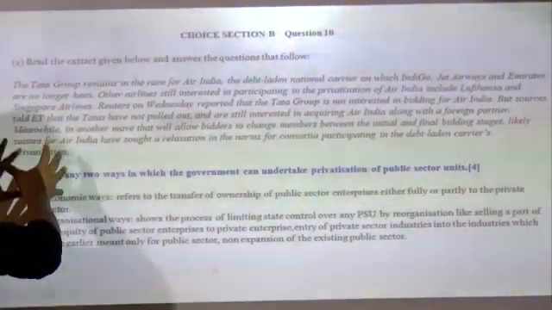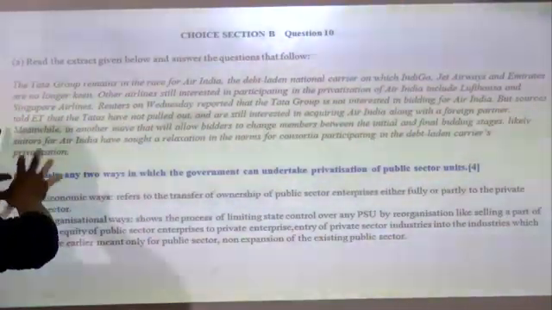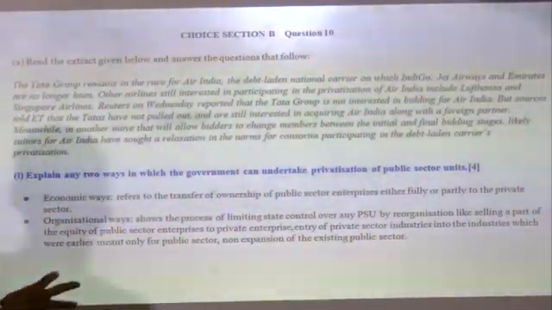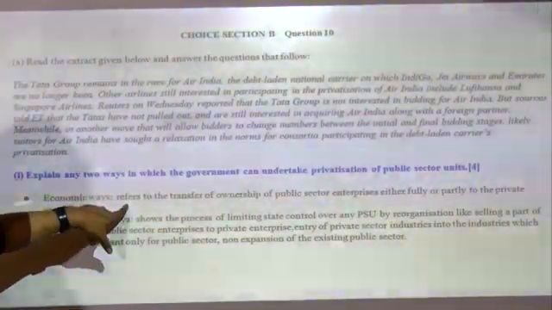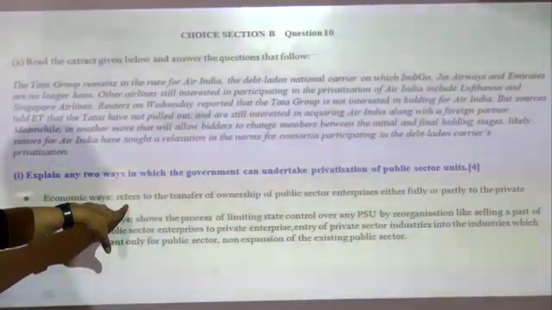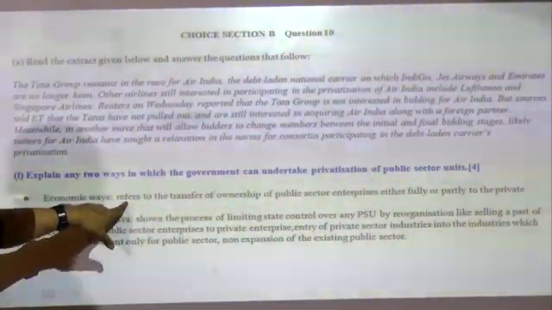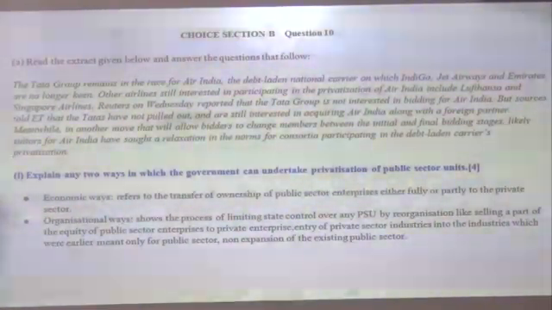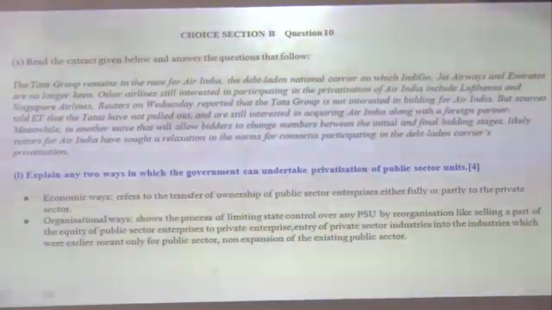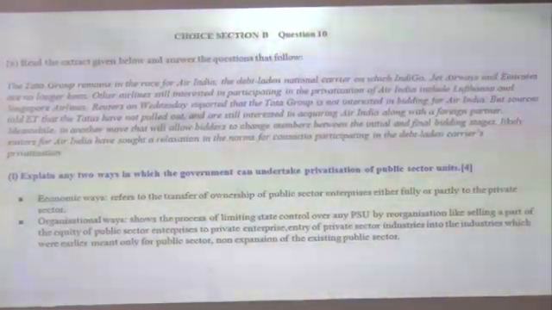The answer isn't here. It just gives you a paragraph to explain what's happening. But the answer is from your textbook. So you write about the economic ways. What will the government do? It refers to the transfer of ownership of public sector enterprise either fully or partially to the private sector. You can see how a part of the railways had a partial sell-off or transfer of ownership some time back. This is also known as the disinvestment policy of the government.